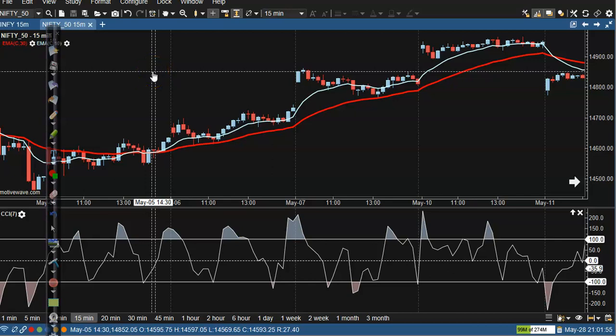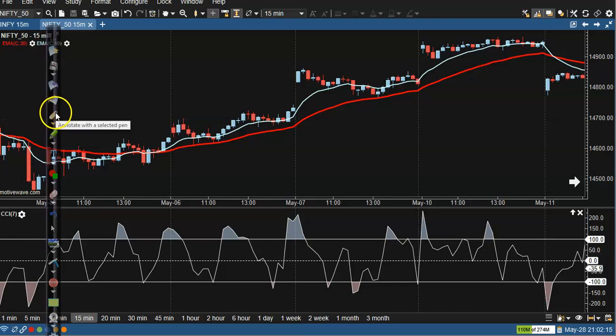Alright guys, in this video I'll show you a very interesting trading strategy. Basically we are using this strategy for intraday, or sometimes we hold our position 2 to 3 days. Here I am using two indicators only. One is a moving average, that is the exponential moving average, and another is CCI. So let me show you here.